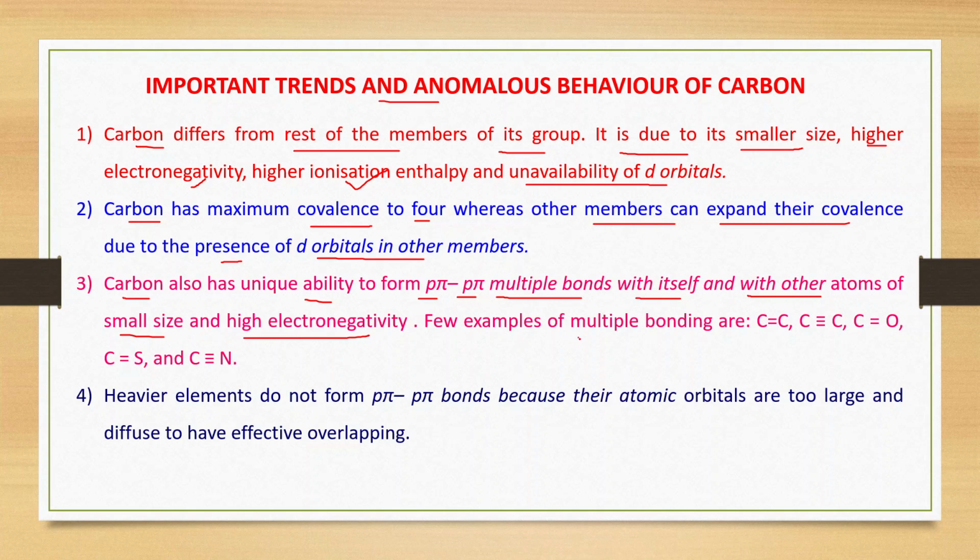Few examples of multiple bonding. Multiple bonding means double bond and triple bond. Okay, see: carbon-carbon double bond, carbon-carbon triple bond, carbon-oxygen double bond, carbon-sulfur double bond, carbon-nitrogen triple bond. Heavier elements do not form p-pi bonds because their atomic orbitals are too large and diffuse to have effective overlapping due to the larger size. Sidewise overlapping is not effective to form p-pi bonds.